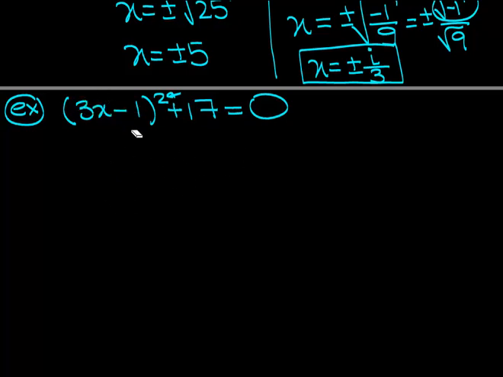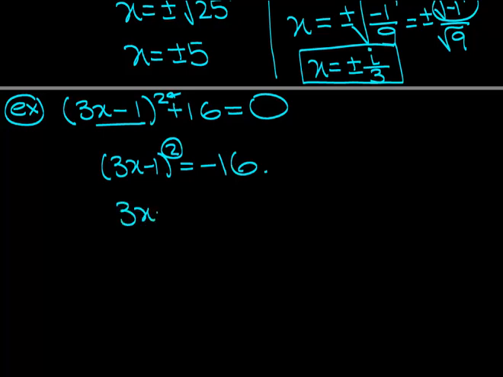So just for now, imagine this is one chunk. It's not something complicated like this. Just imagine it's something really simple. So let's write it that way. You move the number over. Let's make this a 16, so it'll work out nice. Then we have a square and a number, so to get rid of the square, we're going to use the square root theorem, which gives us 3x minus 1 is equal to plus or minus square root of negative 16.